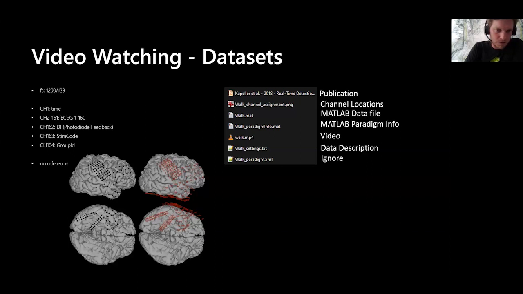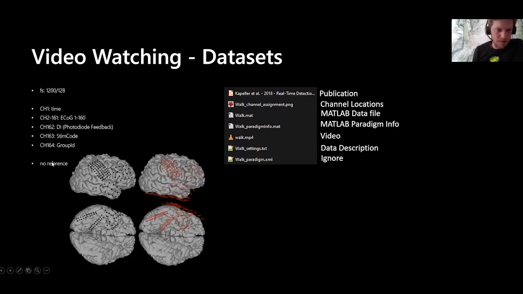We can discuss this in the group if you have questions about that, but it's of course always important to synchronize the recorded signals from the brain to the real life events happening at this very moment to the patient. That's where the photodiode feedback is used. Then we have the stimulus code and the group ID from the task, which is from the stimulus shown to the patient at this point in time.